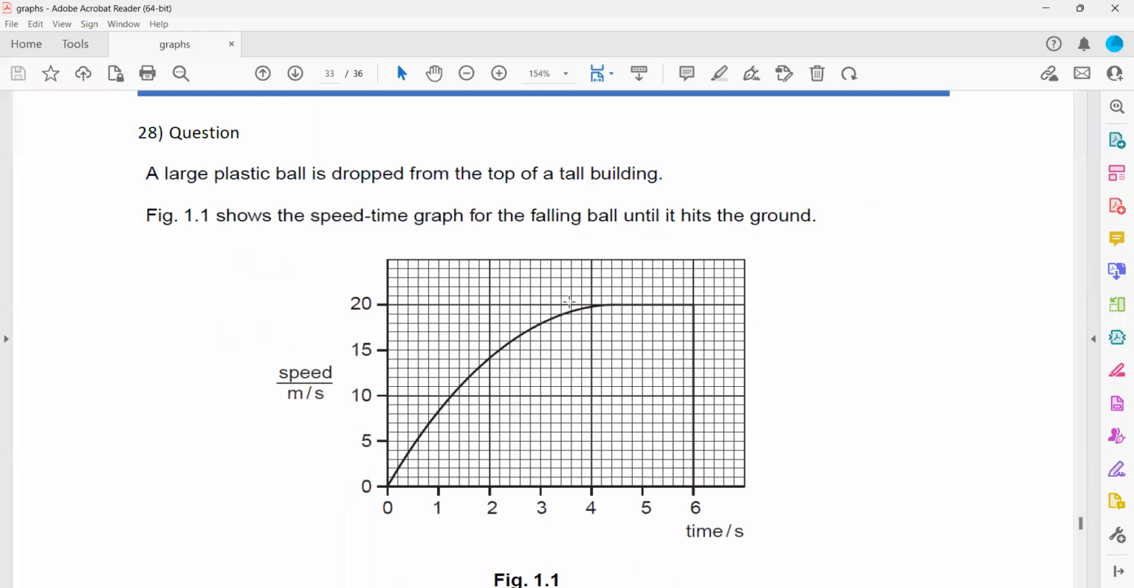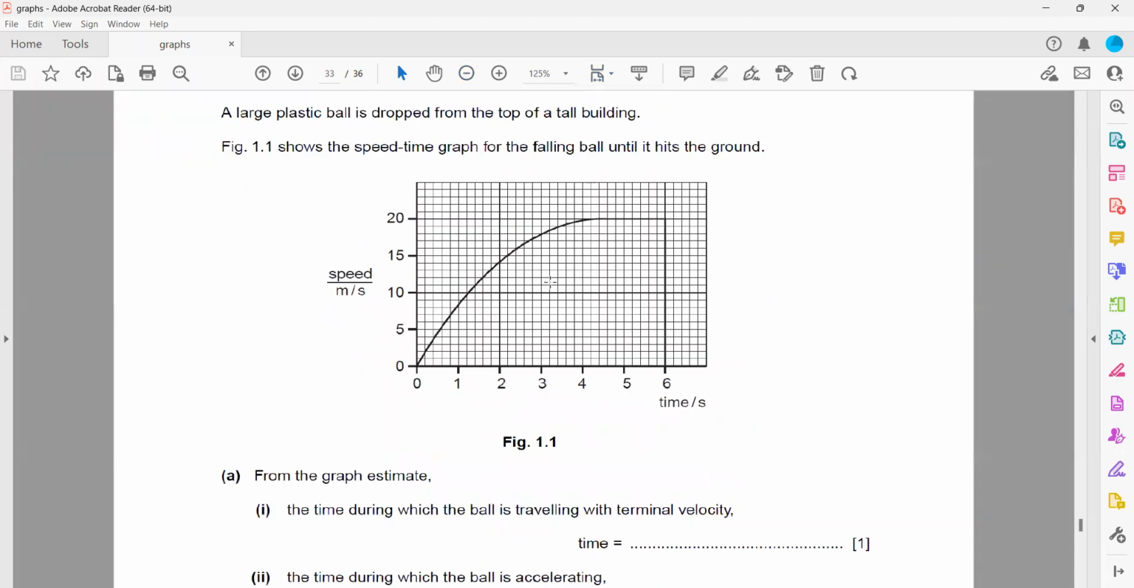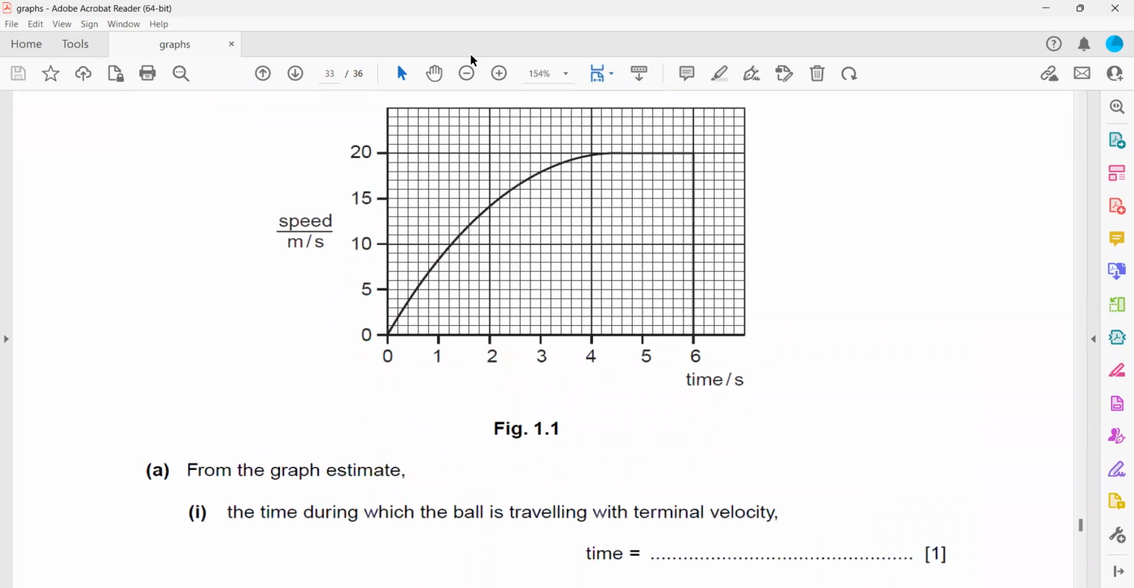In question 28, a large plastic ball is dropped from a tall building. Figure 1.1 shows a speed-time graph. As the air resistance is opposing the motion, acceleration decreases until it reaches a terminal speed. During the time in which the ball is traveling at a terminal velocity or constant velocity, it starts its terminal velocity at this point and continues till this point.